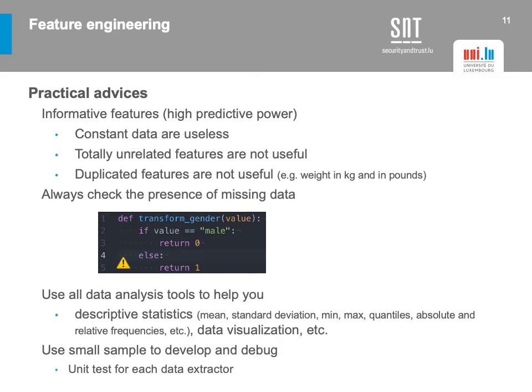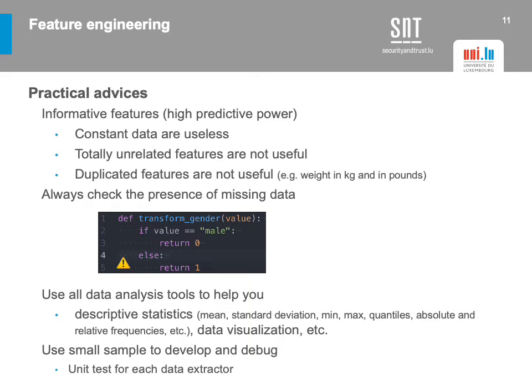Also, totally unrelated features are not useful. I just told you that if you add a feature that is basically coin flipping and that is not related to the label, it will not be useful to learn. Duplicated features are not useful either. For example, if you have the weight in kilograms and the weight in pounds, there is a direct relation between the two. You just have a coefficient. It's not useful to put the two.